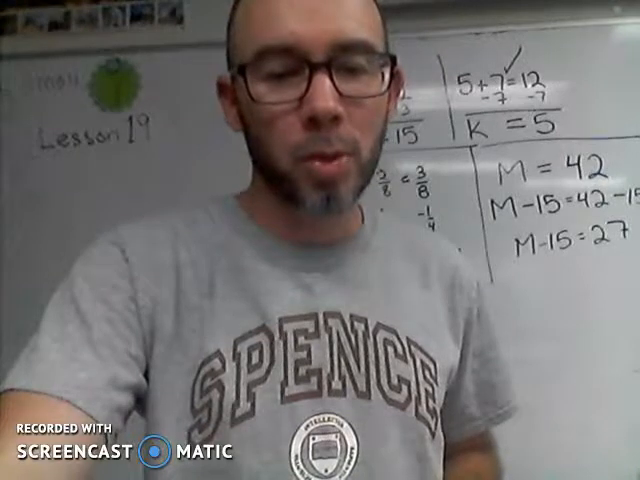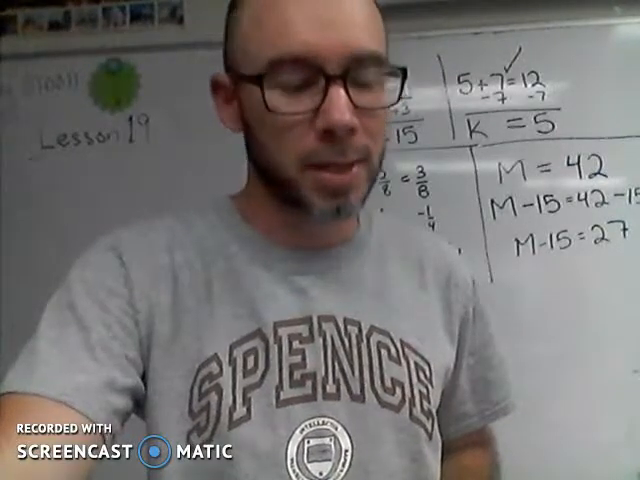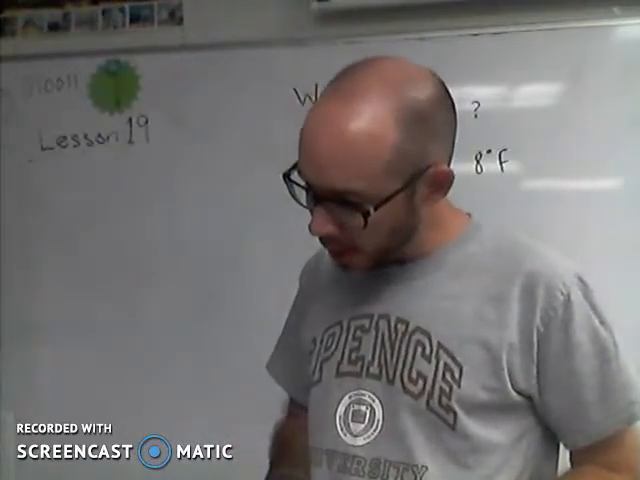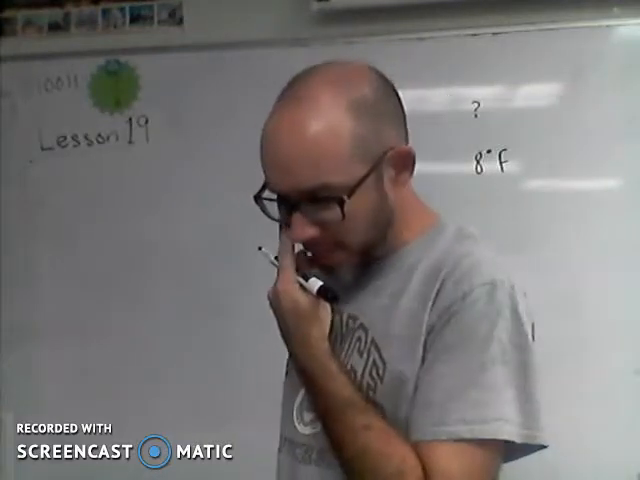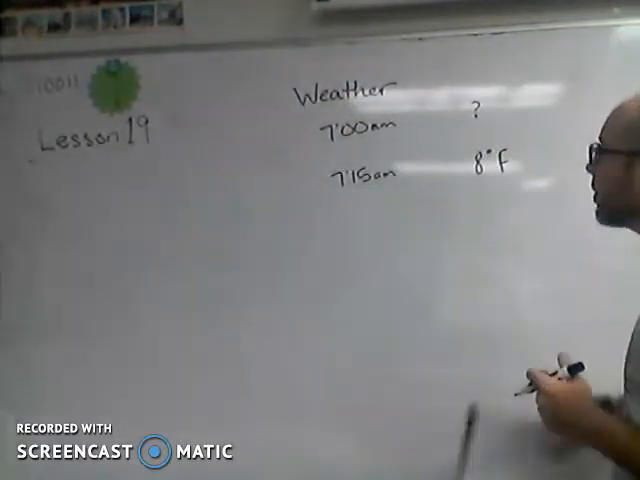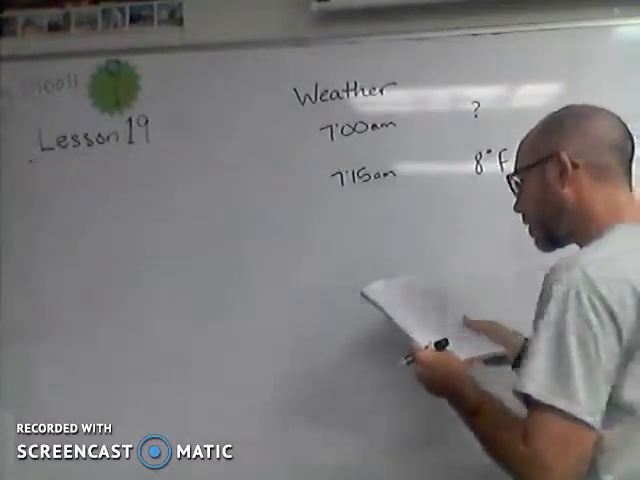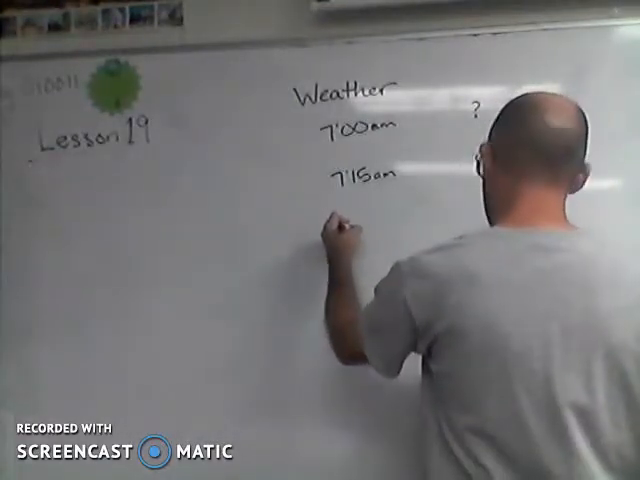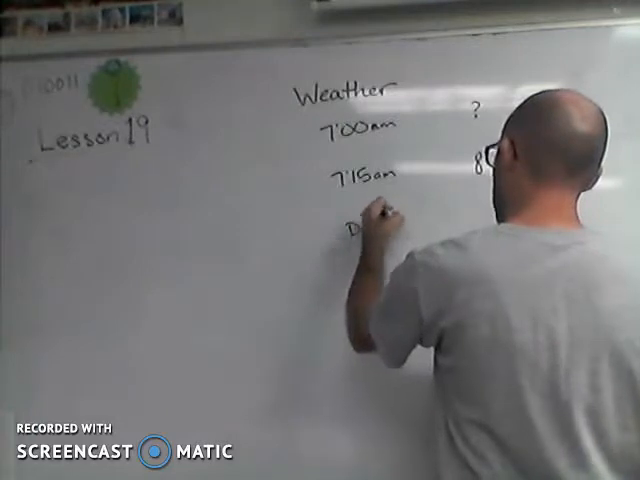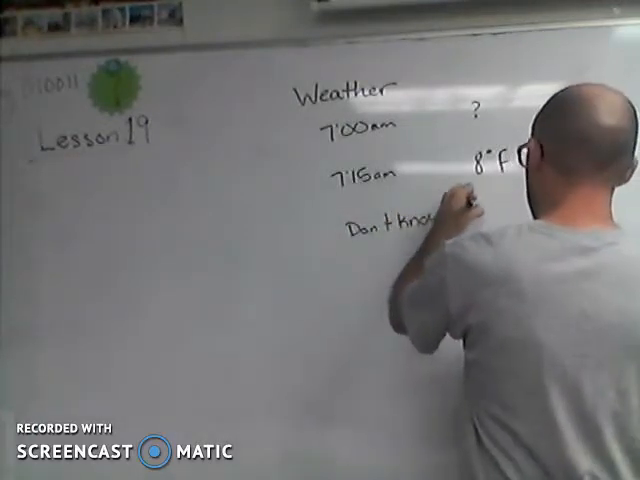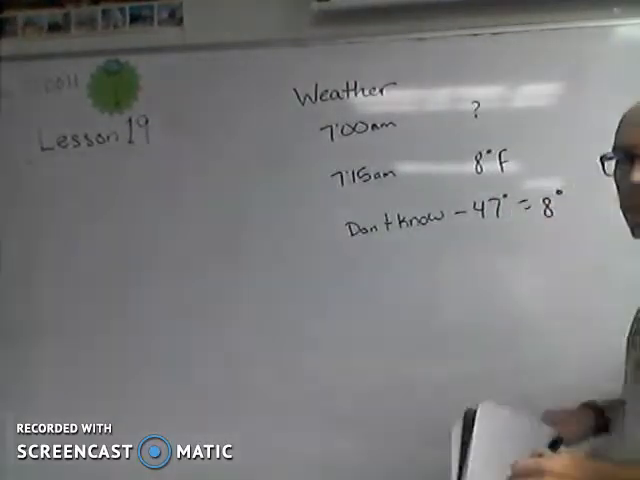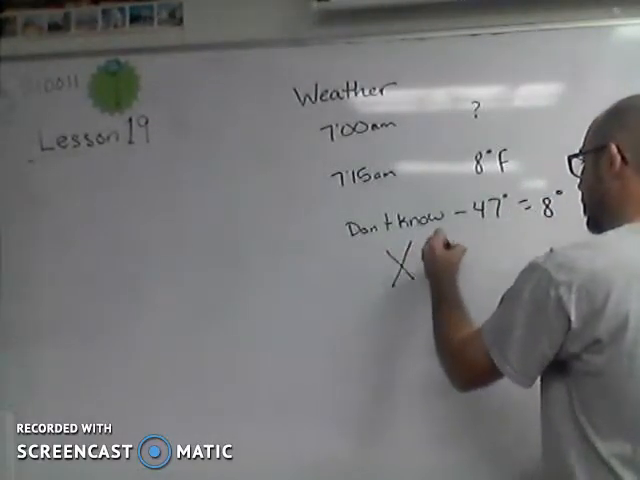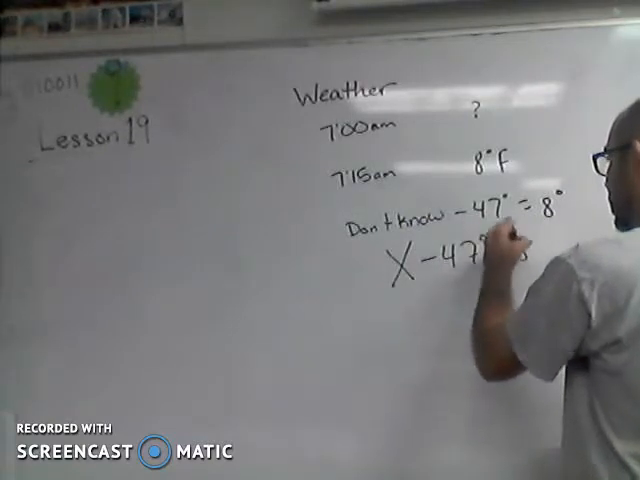I'll put up one more thing here really quickly before we end. Just hang on a sec. One crazy weather story. January 10th, 1911, the temperature in Rapid City, South Dakota fell 47 degrees in 15 minutes. We know what the ending temperature was. We want to know what the beginning temperature was. And so we might write it like this. There's some temperature that I don't know that dropped 47 degrees and now it's 8 degrees. That's like x minus 47 equals 8.